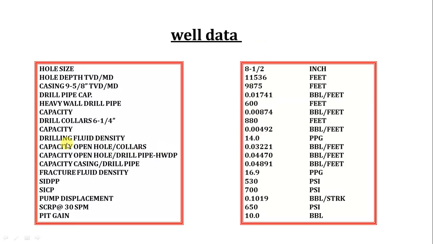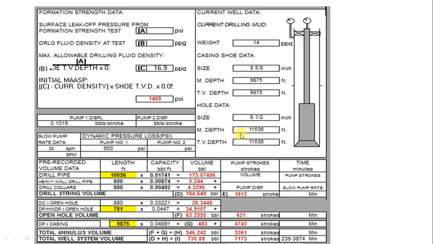As you see, the current mud weight, the drilling mud density here, is 14 ppg. So it's put here in order to keep everything. So this section has been finished. Okay, don't pay attention to it now and let's go to another one.